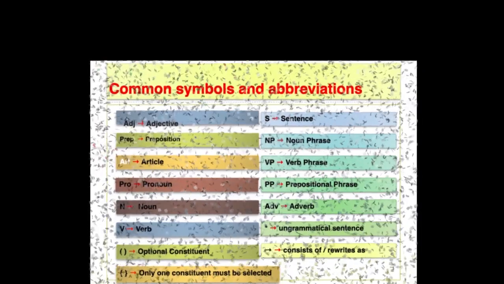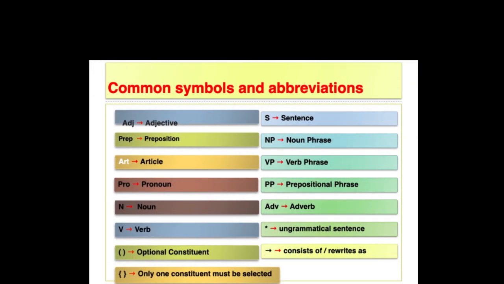Now let's move on to the common symbols and abbreviations that are used in syntactic analysis. Now we have adj, which refers to adjective, prep to preposition, and art to article. I would like you to go through this list and study it very well, because we are going to make use of all these symbols and abbreviations.